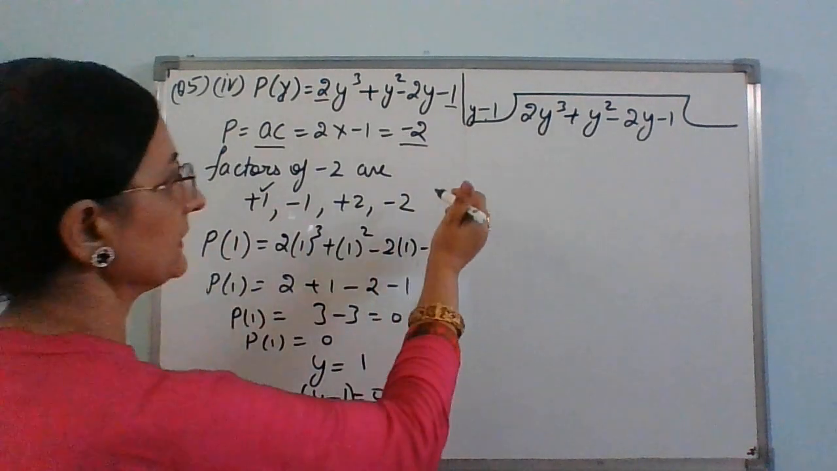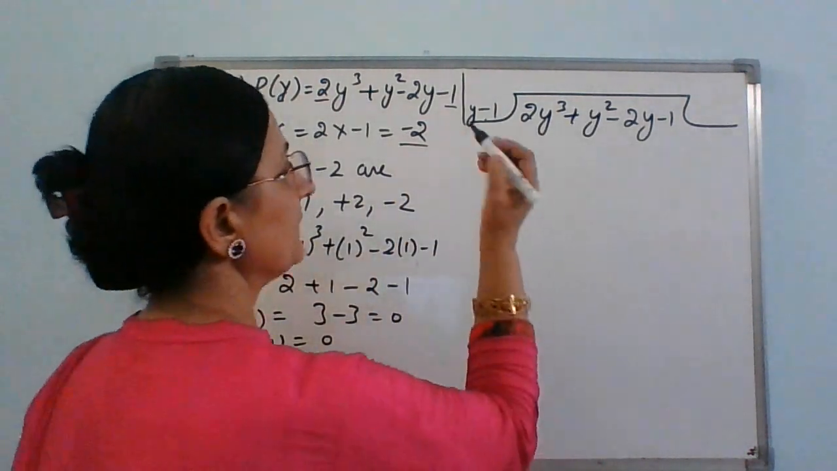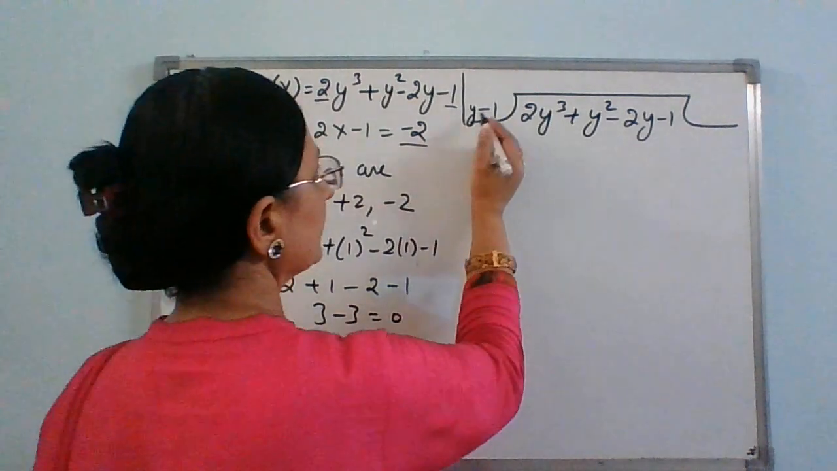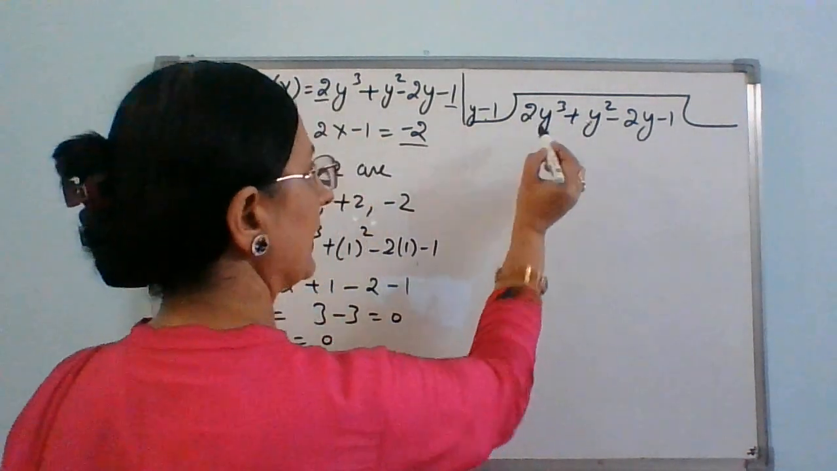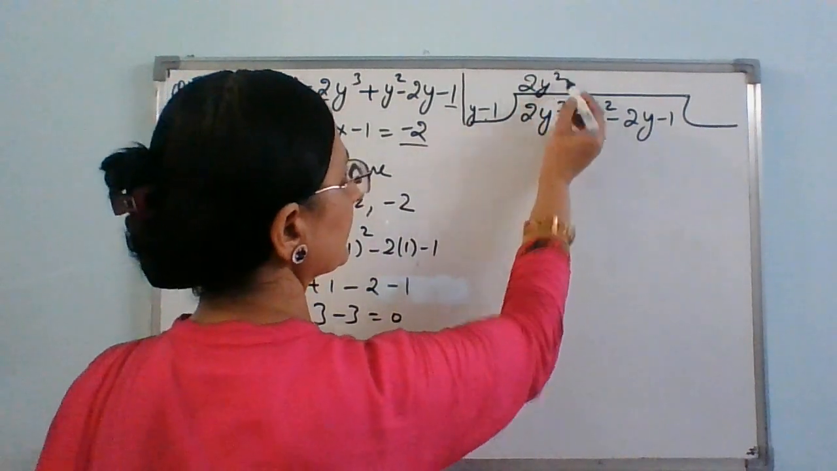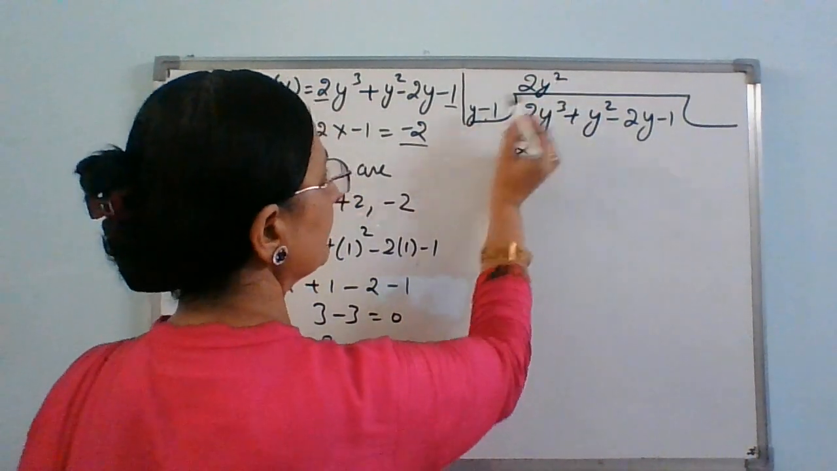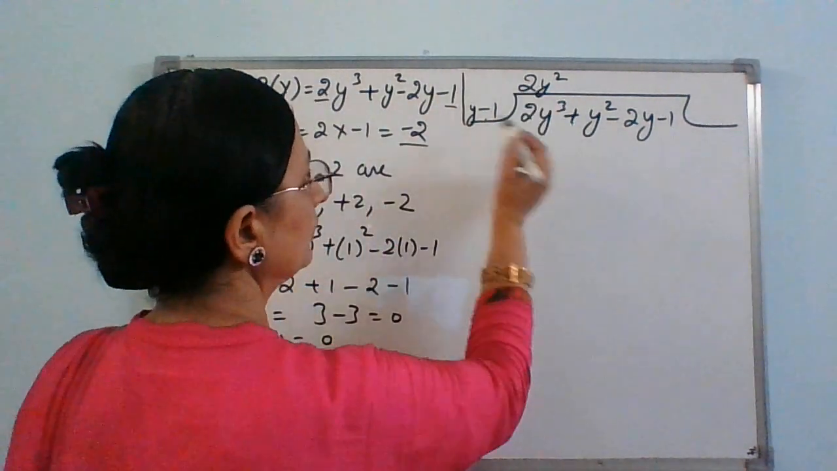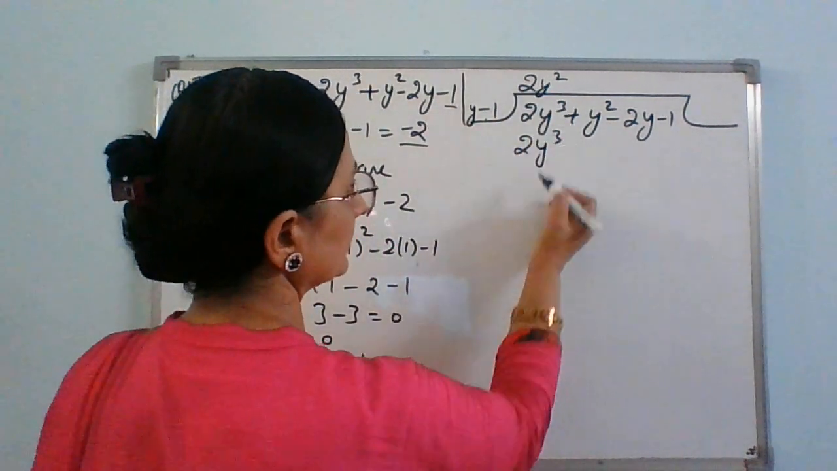So this will be completely dividing this here. Now let us do the same procedure, same steps, same method. Here it's 2y cube, we have to cancel this. So we have to multiply by 2 and y square, only then it will become y cube. Now we are supposed to multiply this y square by y. So it becomes 2y cube here.